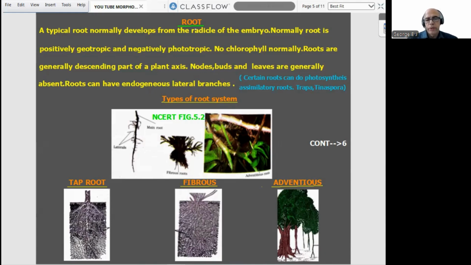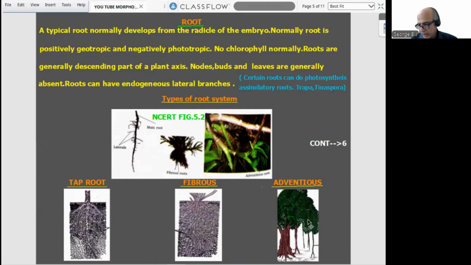Normally we cannot find chlorophyll in the root. Exceptions are there, but normally chlorophyll is absent in root because it goes into the soil, so no light. Roots are generally the descending part of the plant axis. Nodes, buds, and leaves are generally absent. Roots can have endogenous lateral branches. Certain roots can do photosynthesis, and such roots are called assimilatory roots. An example is Tinospora. Not in the direct syllabus, but just mentioned.